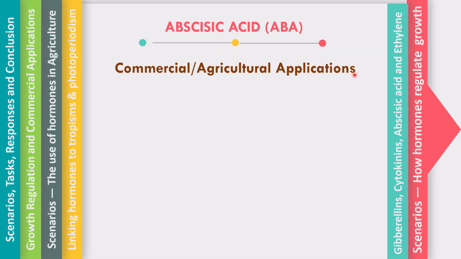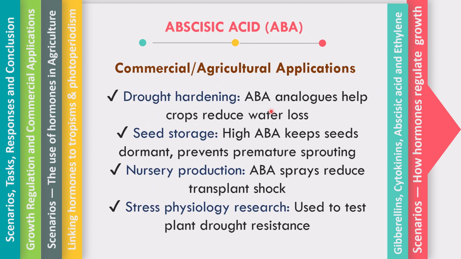Commercial agricultural application of abscisic acid. Drought hardening: abscisic acid analogues help crops reduce water loss. Seed storage: high abscisic acid keeps seed dormant, preventing premature sprouting. Nursery production: abscisic acid sprays reduce transplant shock. Stress physiology research: used to test plant drought resistance.